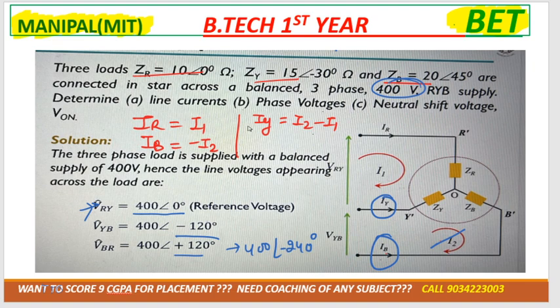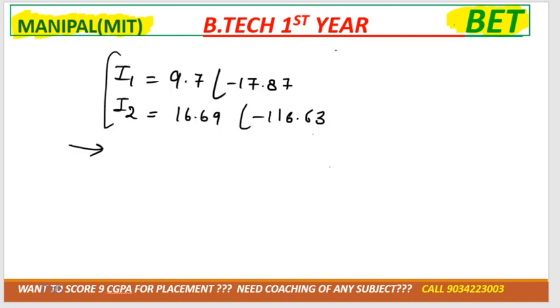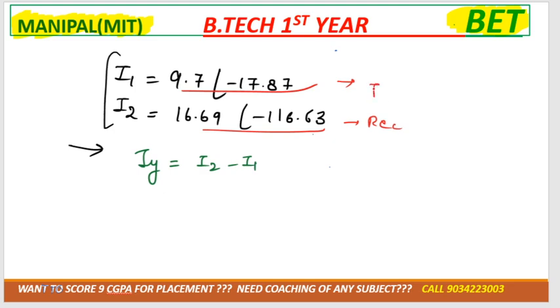Now do you know how to do subtraction if you are having the currents in the polar form? Like, IY would be equal to I2 minus I1. One option, you can convert it into the rectangular form, right? Another option, you can directly subtract it remaining in the polar form only. Do you know that method?